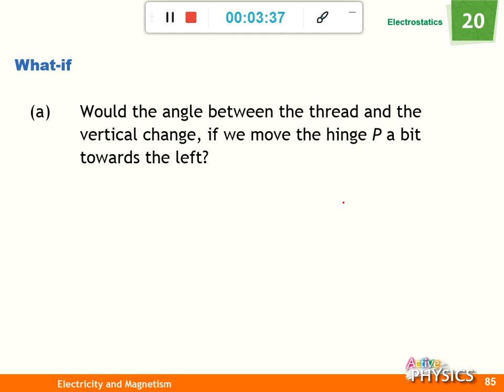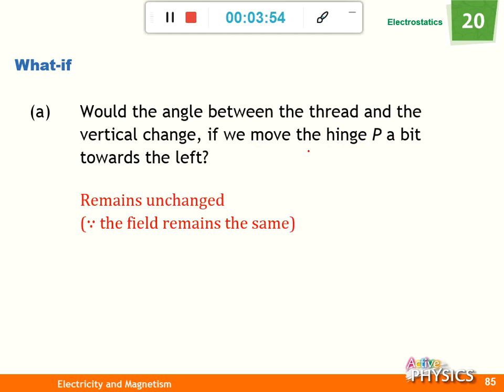What-if question, part A. Would the angle between the string and the vertical change if we move the hinge P a little bit towards the left? It means that the whole thing moves to a different position. The answer is no. Remember, between the parallel plates, the field strength should be the same. Same electric force, same weight, then the tension should be the same. The tension will make the same angle, so no change at all.